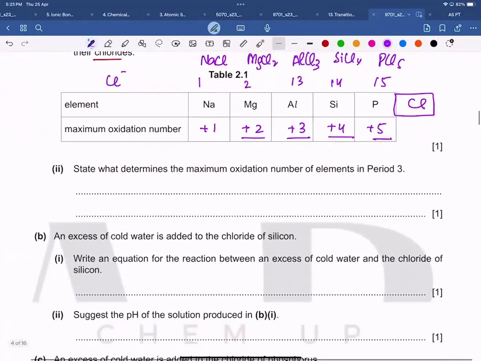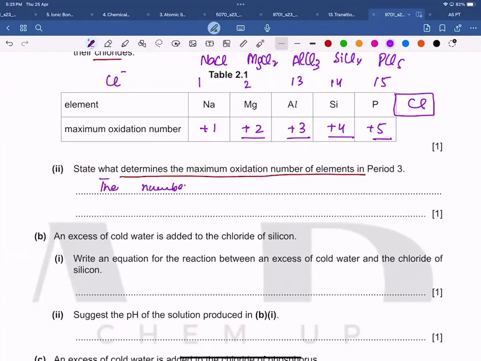Okay. State what determines the maximum oxidation number of elements in period 3. Yeah, the number of valence electrons. Now B, an excess of cold water is added to the chloride of silicon.